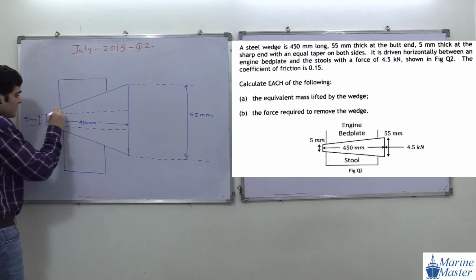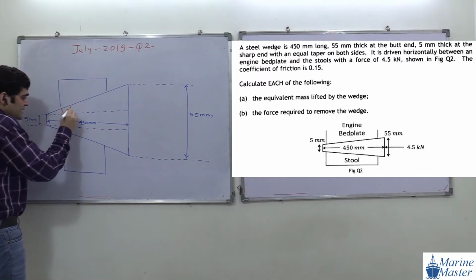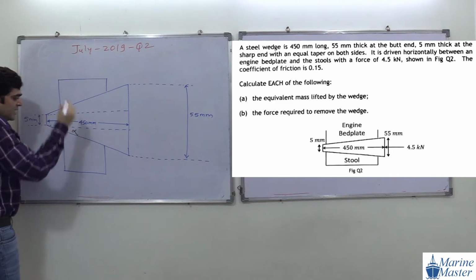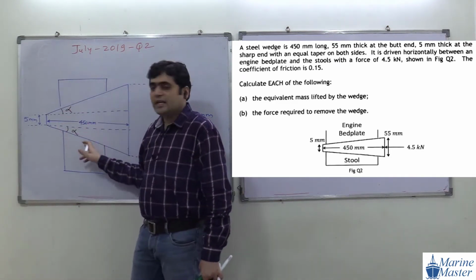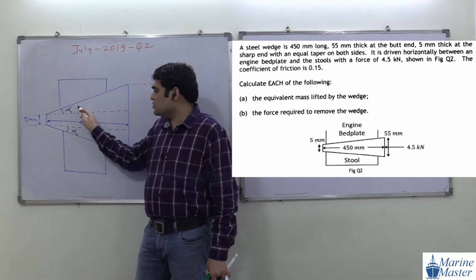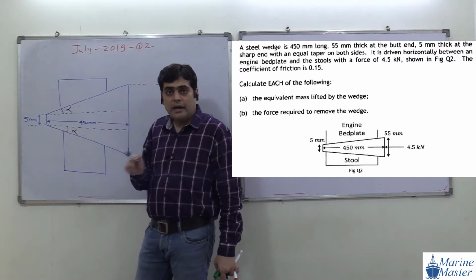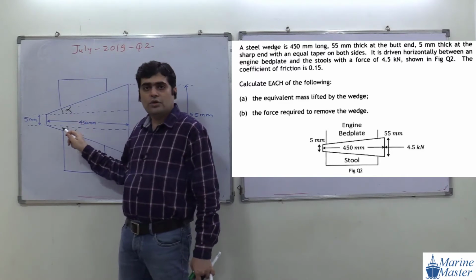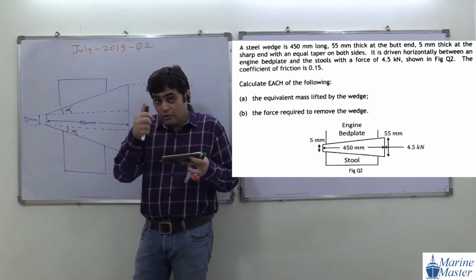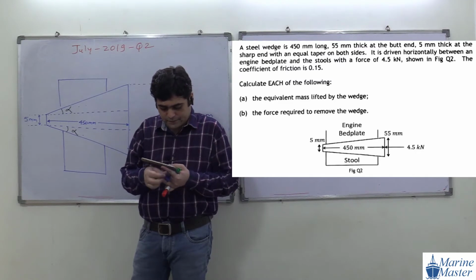This angle is alpha, and this angle is also alpha. That is meant by equal taper on both sides. So you got it. Here also alpha, and here also alpha.